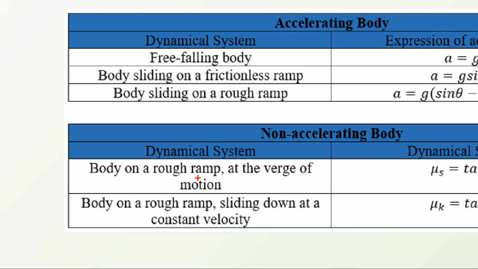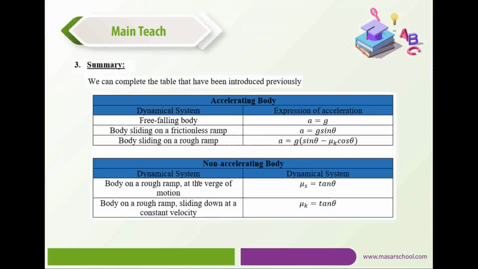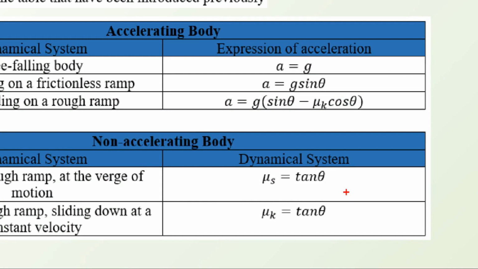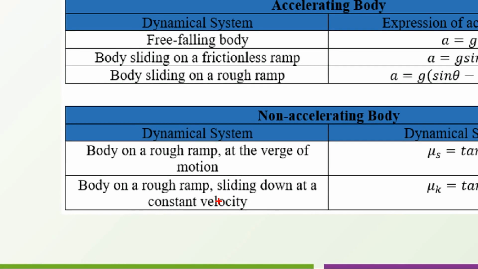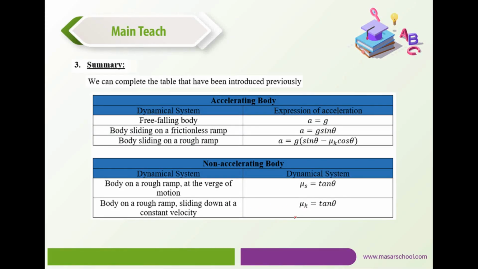We're talking about an object placed on a rough ramp, and we're at the case of the verge of motion, edge of motion. Then the coefficient of static friction is given by tangent theta. Here there is no need to talk about the acceleration because we know that the acceleration is 0, the box is not moving. And if the object is placed on a rough ramp sliding down at a constant velocity, acceleration is 0. Also we have that mu k is tangent theta.